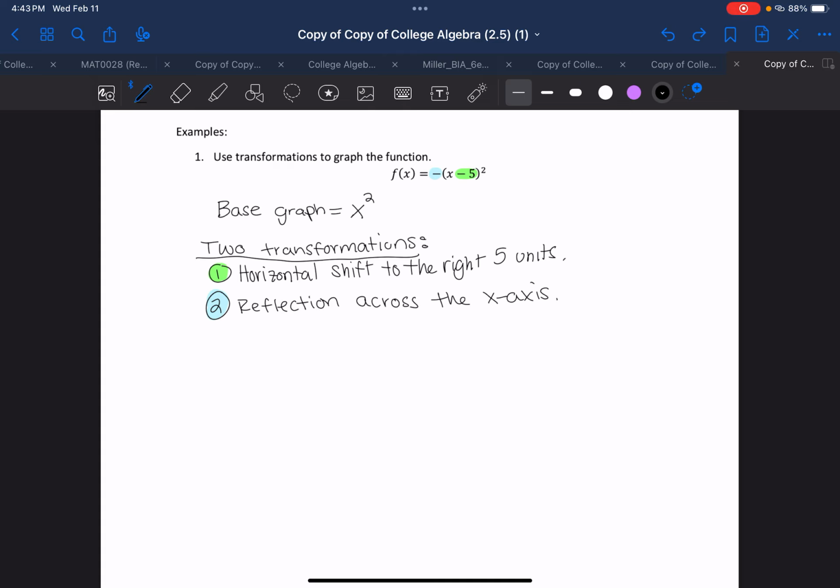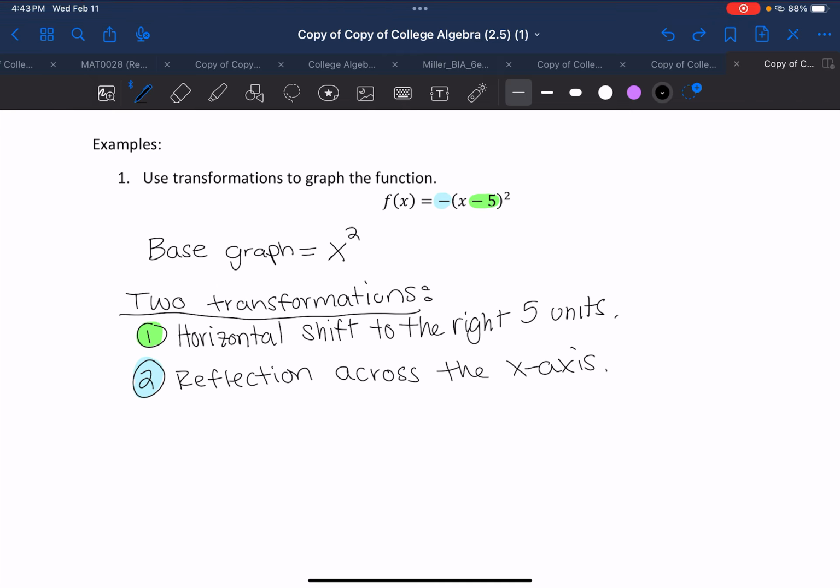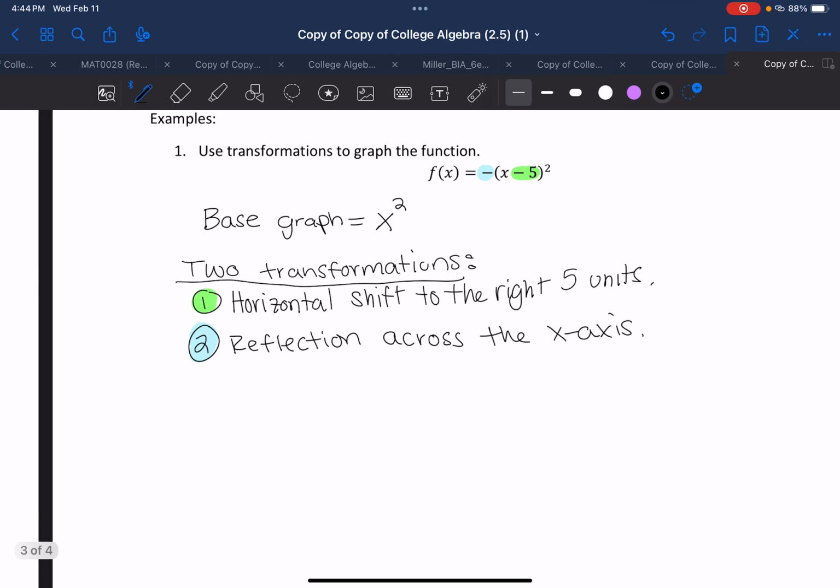Now, we'll say that the order does matter when you do these transformations, and to be safe, you always want to start with the transformations closer to the x. So if there's something being added or subtracted within the parentheses or directly to the x, you want to do that first. That's why I put the horizontal shift first, and then you work your way out. So the negative on the outside, I would do that next. So again, what do I mean?